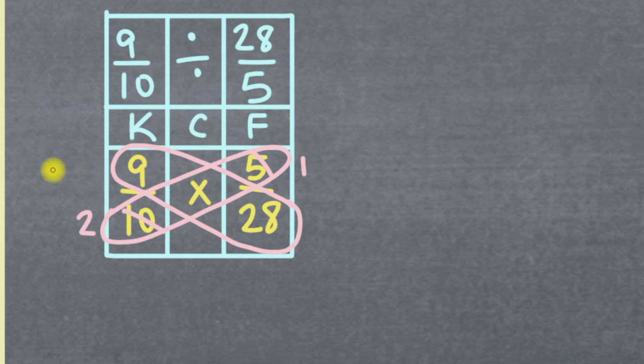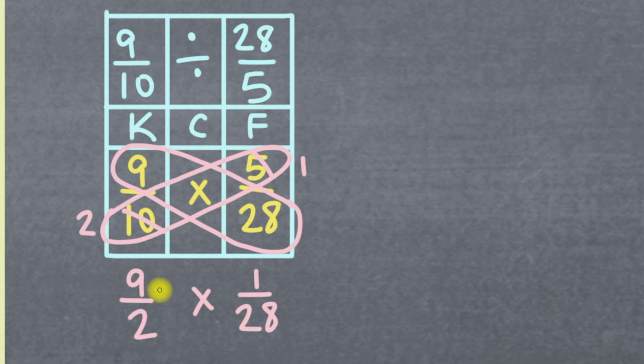Then what I like to do is rewrite my fractions with my new values. The top here is 9, the bottom here is 2. I'll rewrite this as 9 over 2. I'll bring down my multiplication symbol, and then I'll rewrite this. The top is 1, the bottom is 28, so I'll write that as 1 over 28. So now I can do step 3 and 4. I'll multiply my numerators and multiply my denominators. 9 times 1 equals 9.